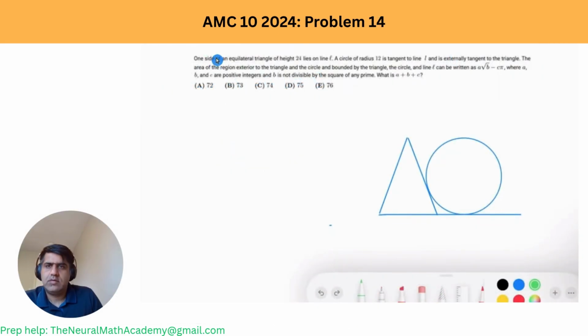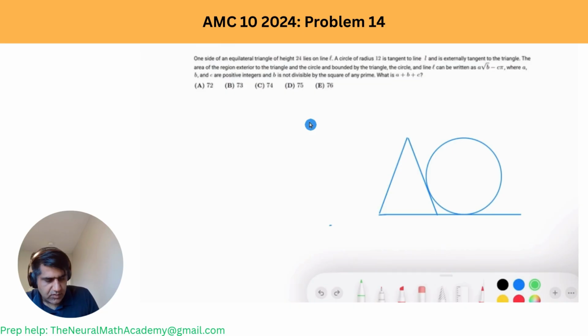Okay, so now let's look at problem 14, where we are given an equilateral triangle of height 24 and it lies on line L. And then we are given a circle of radius 12 that is tangent to line L and is externally tangent to the triangle. The area of the region exterior to the triangle and the circle and bounded by the triangle, the circle and line L can be written in this form. So these are the positive integers, and b is not divisible by the square of any prime. So what is a plus b plus c?